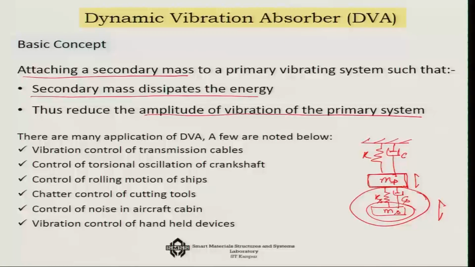For example, I told you already that vibration control of transmission cables falls into this category. Then there is control of torsional oscillation of crankshafts in automobiles, control of rolling motion of ships, control of cutting tools, control of noise in aircraft cabins, and vibration control of handheld devices. There are many abundant applications of the dynamic vibration absorber.